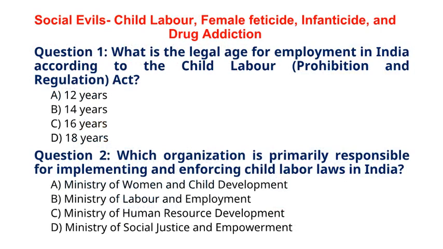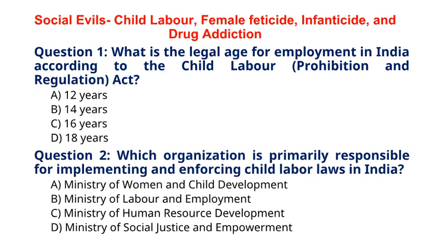Question 1. What is the legal age for employment in India according to the Child Labor, Prohibition and Regulation Act? A. 12 years. B. 14 years. C. 16 years. D. 18 years. The correct answer to question 1 is option B, 14 years.